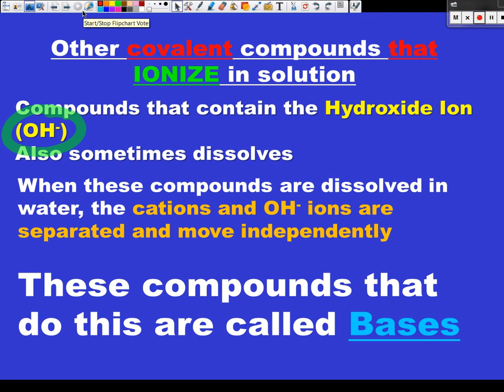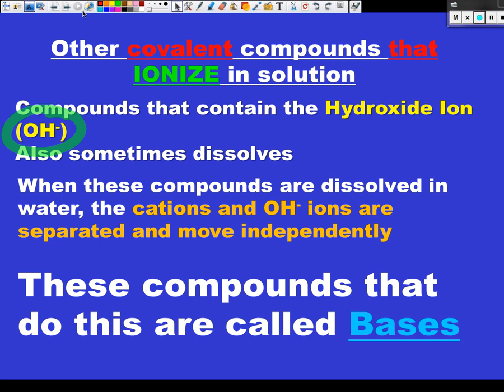Do you have to have a hydroxide for it to technically be a base? No, but here's all the best news. Remember we talked about there's strong and weak bases, right? All of the strongs have a hydroxide. Okay, that's the best news. Just because it doesn't have one doesn't mean it can't be a weak base. So when these compounds are dissolved in the water, the cations and the hydroxide ions are separated.